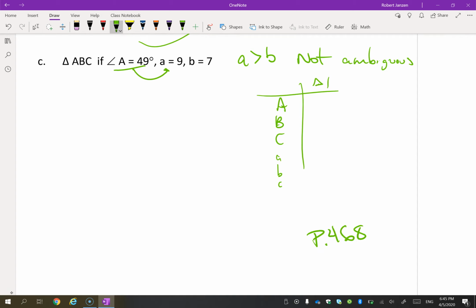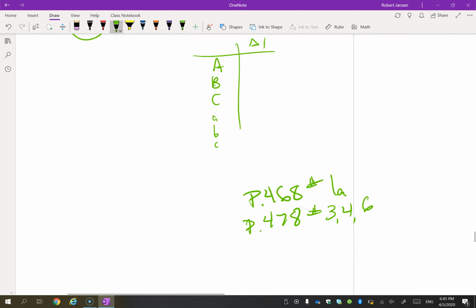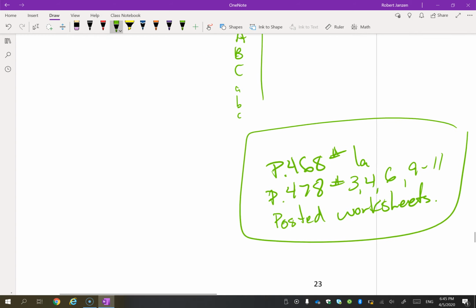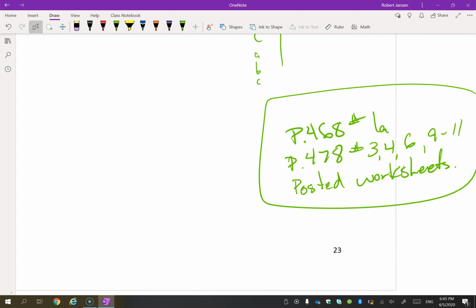Okay, so I can give you some homework now. Page 468. Let's do number 1A, and page 478. You can do 3, 4, 6, 9 to 11, and I think I've posted a couple of worksheets if you need more practice. Okay, so that's the end of sine law and ambiguous case. One more lesson.